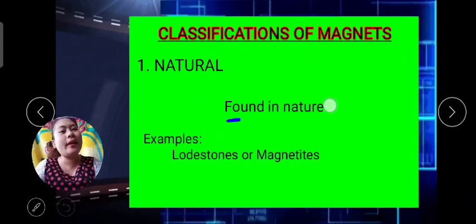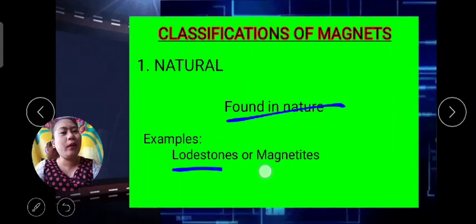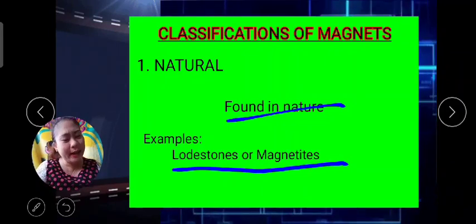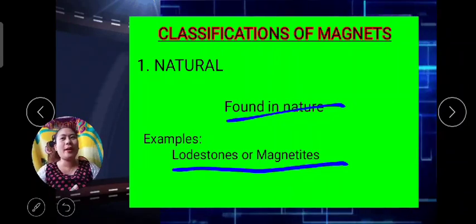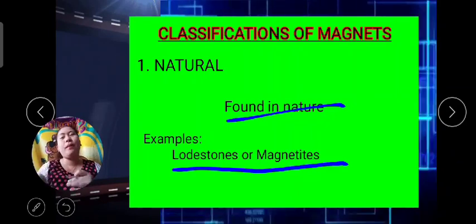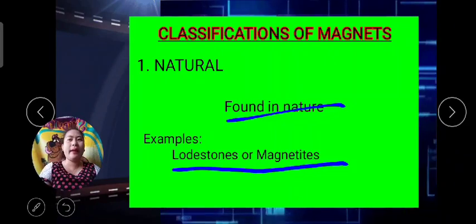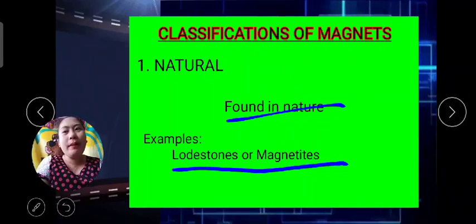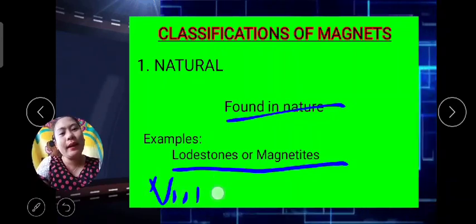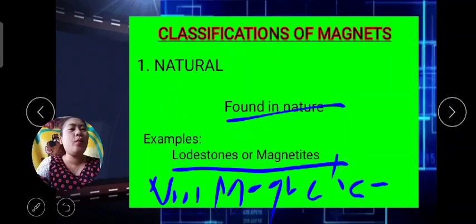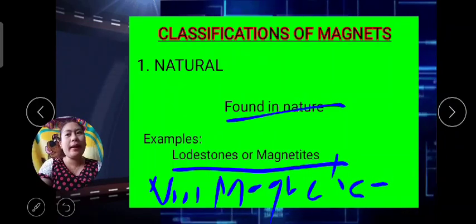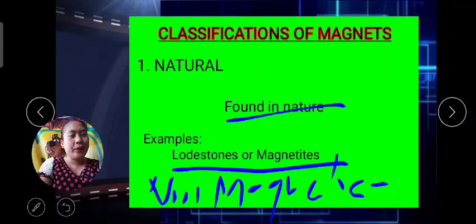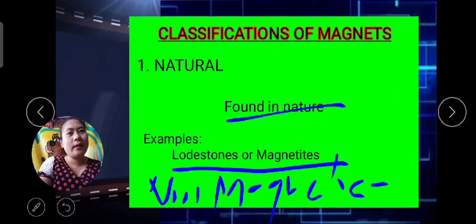When we say natural, it is found in nature. Examples are lodestones or magnetites. We call that one magnetite, the natural one, the color black. A magnetic substance is one that is attracted by a magnet and can therefore be magnetized. We also have what we call non-magnetic. When we say non-magnetic, these are woods, paper, glass. Those are non-magnetic. But magnetic substances are those that can be attracted by a magnet. So, that is natural magnets.